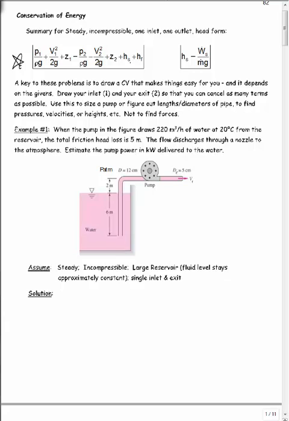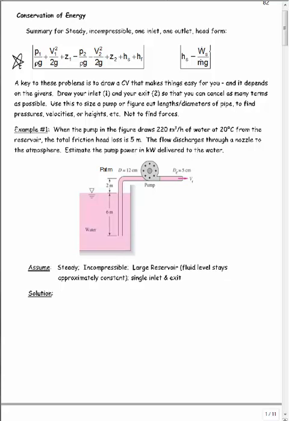HS is our shaft work, so that means our pumps and our turbines. And you see W dot S in there, that's our power from our pump or our turbine. HF is frictional head loss. Okay, so that's what happens as you go through a pipe. Due to friction, you have some losses. Okay, so let's see how we use this equation.